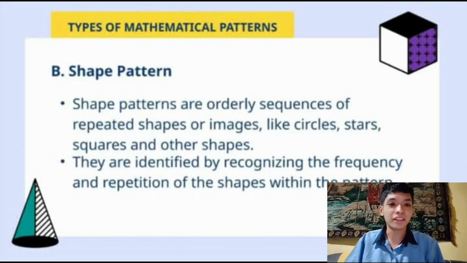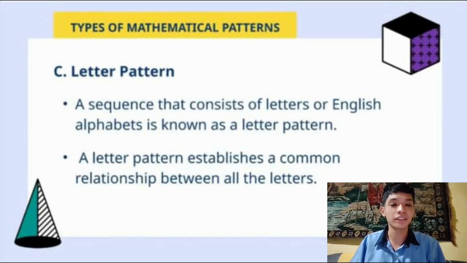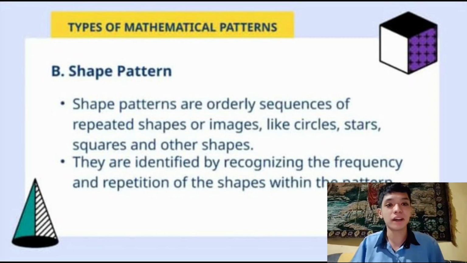So there are two types of pattern, which are the shape and letter patterns. So first, let's talk about shape pattern. A shape pattern is a sequence that uses shapes like square, triangle, circle, stars, and many more that are arranged in a certain order. These shapes either repeat or follow a rule that we can easily spot.